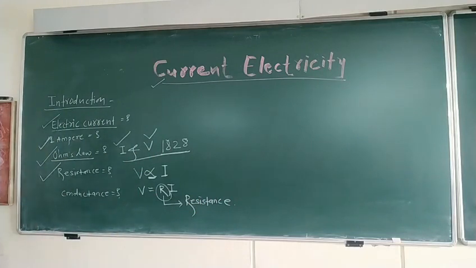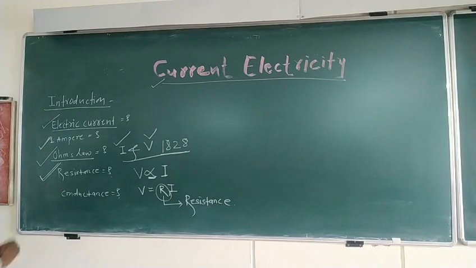Resistance is the opposition offered to the flow of electric charges. The opposition offered to the flow of electric charges is called resistance. Resistance opposes the flow of charges through the conductor. When charges move through the conductor, the resistance opposes them, and hence it is called resistance. Resistance is measured in ohm.